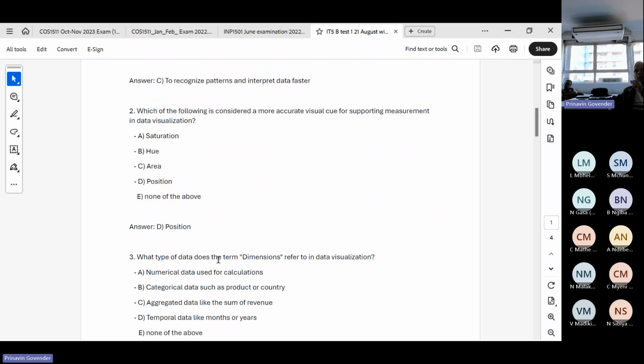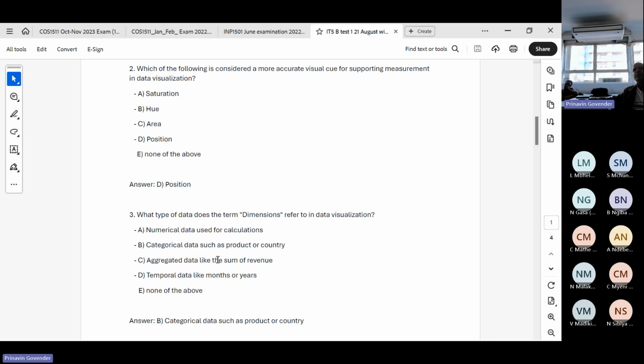Next question. What type of data does the term dimensions refer to in data visualization? Dimensions refers to categorical data such as a product or a country, right? You could say it's numerical data, you could say it's aggregated data, but that was the most and best answer.